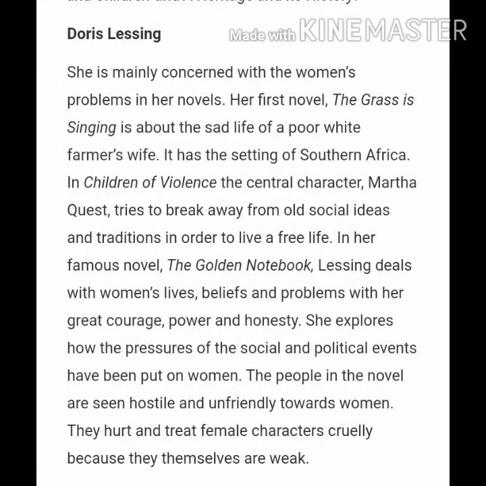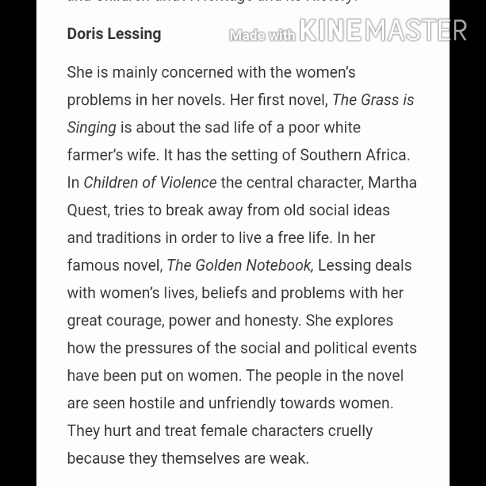Doris Lessing. She is mainly concerned with women's problems in her novels. Her first novel, The Grass Is Singing, is about the sad life of a poor white farmer's wife. It has a setting of South Africa. In Children of Violence, the central character, Martha Quest, tries to break away from all social ideas and traditions in order to live a free life.